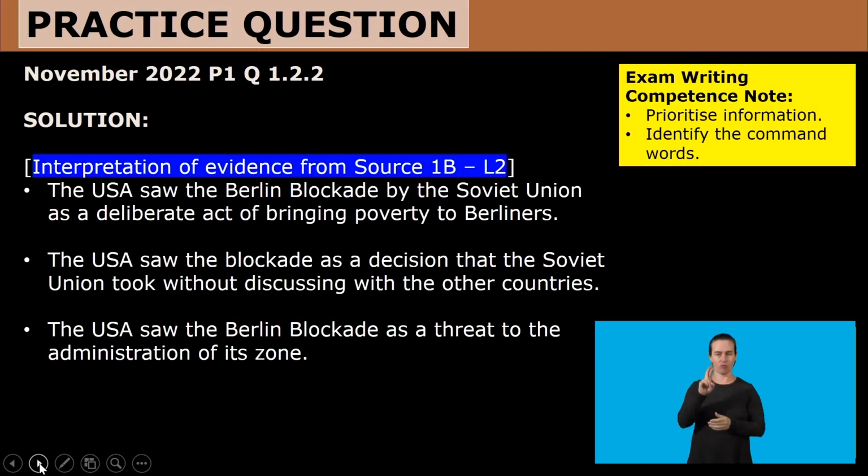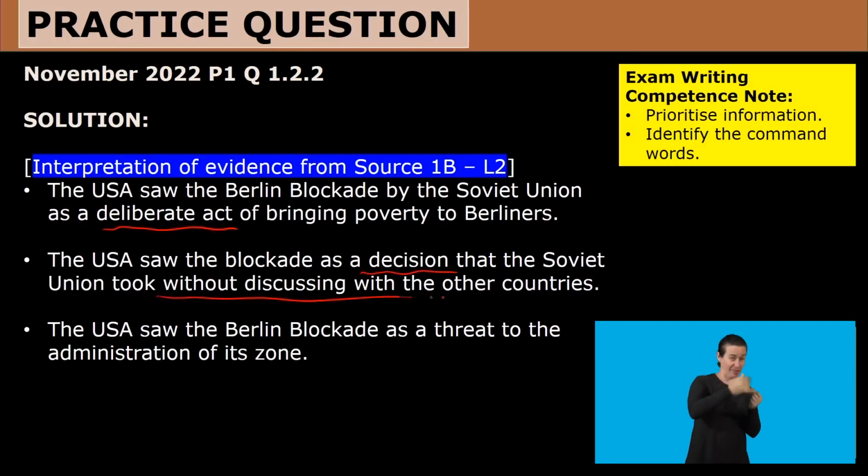Now, let's look at the possible response to this question. The USA saw the Berlin blockade by the Soviet Union as a deliberate act of bringing poverty to Berliners. Another possible response is the USA saw the blockade as a decision, very important to highlight, decision that the Soviet Union took without discussing with other countries.